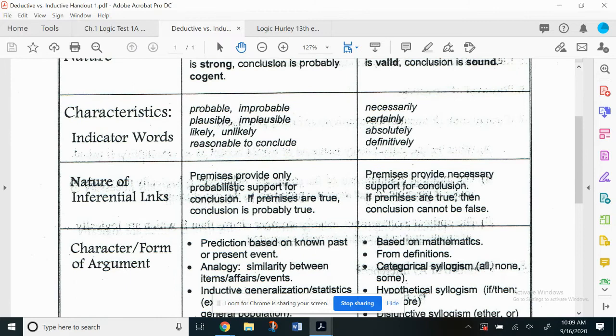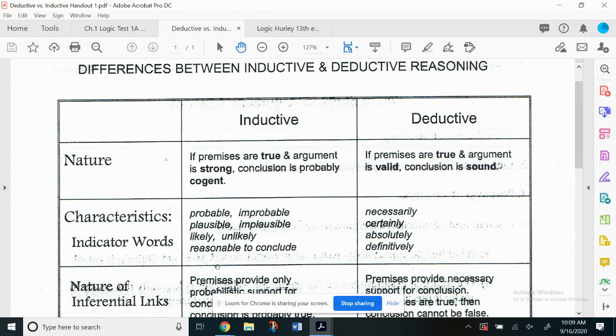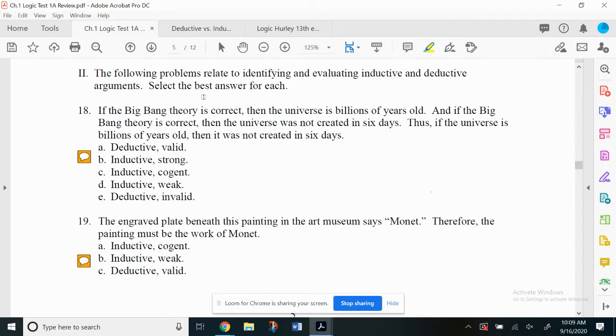Does it make conclusions that aren't necessary or certain, but probable, improbable, plausible, likely, unlikely, things like that? Those are all trigger words for inductive. So you can look at that cheat sheet. On this one, I'm just going to do this for you.